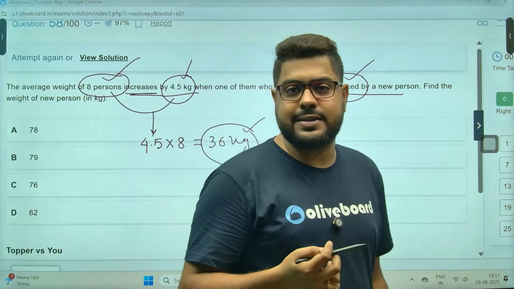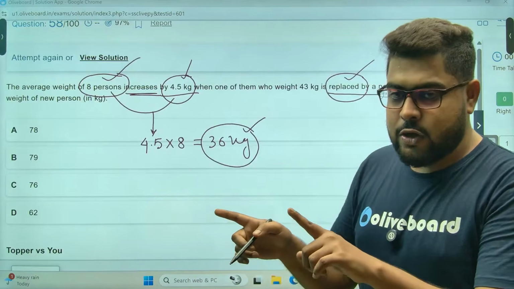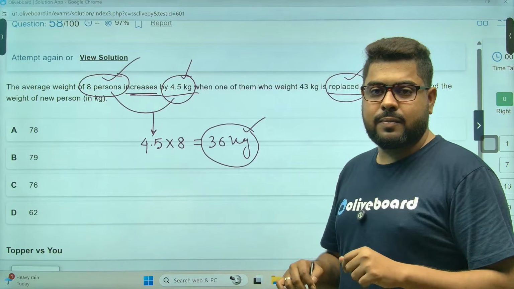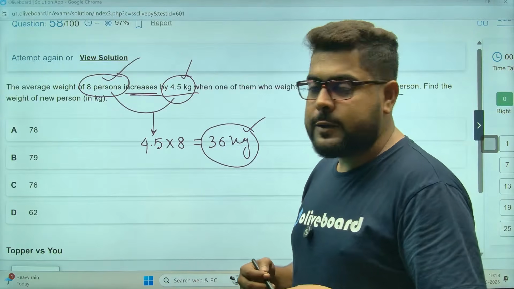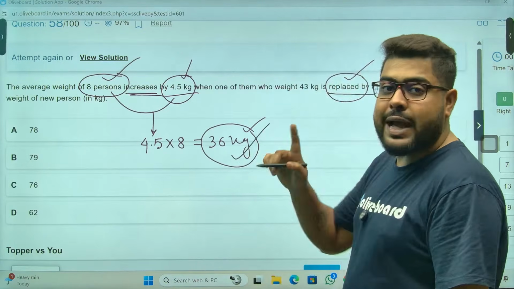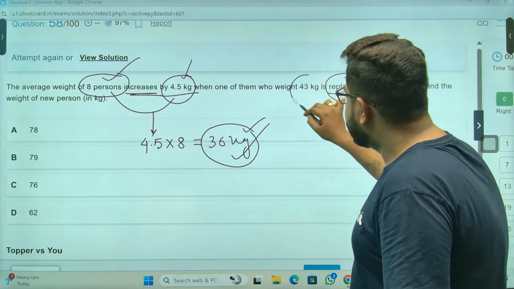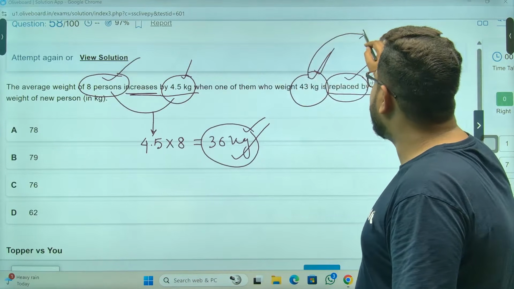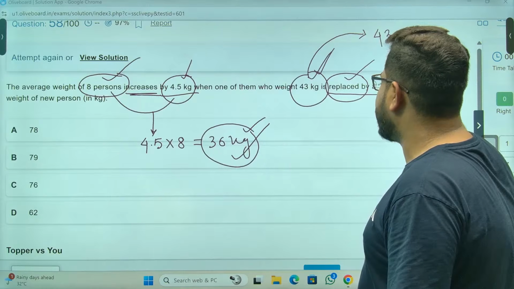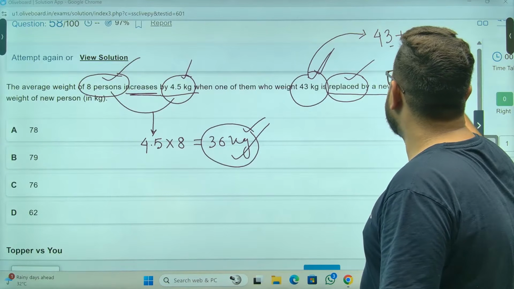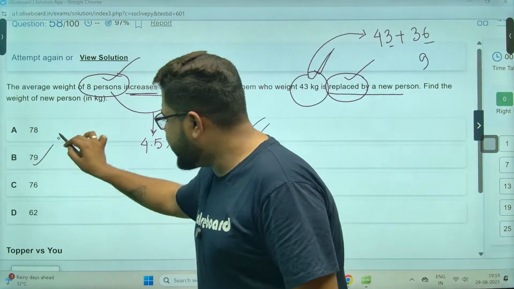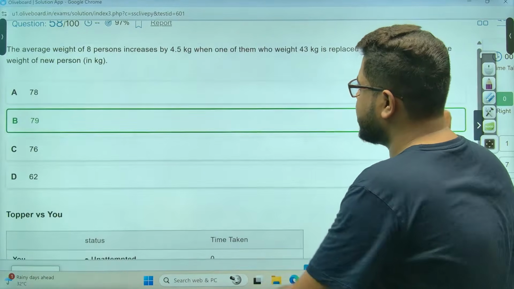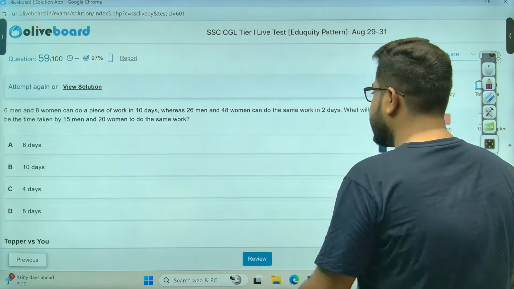Ask yourself this question. Meaning the new person who has come in, that person is fat. वो भारी है. That person weighs more. How much more? 36 kg more. Than whom? Than the person he is replacing. So definitely the new person will have a weight of 43 plus 36. Unit digit is 9. So 79 is the answer. You don't need to solve everything. Done. Next one, sir.